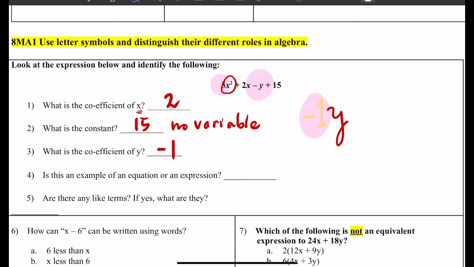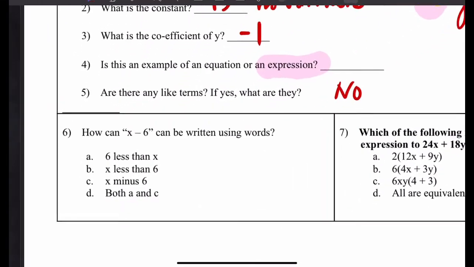Okay, is this an example of an expression or equation? It is an expression because there is no equal sign. Okay, are there any like terms? No, there are no like terms. Okay, so let's go to question number 6.